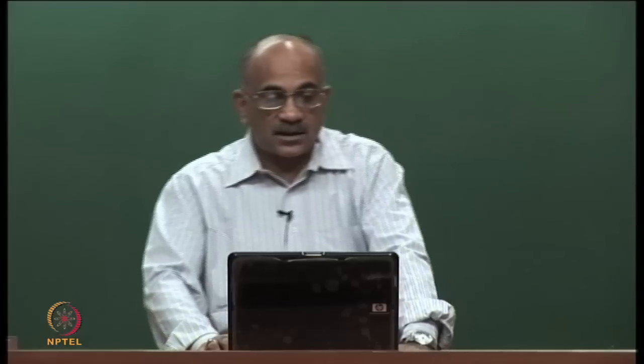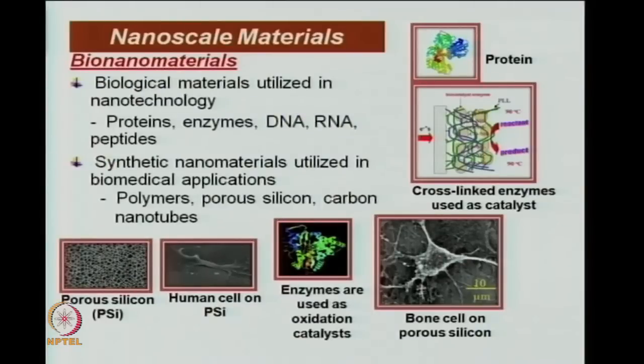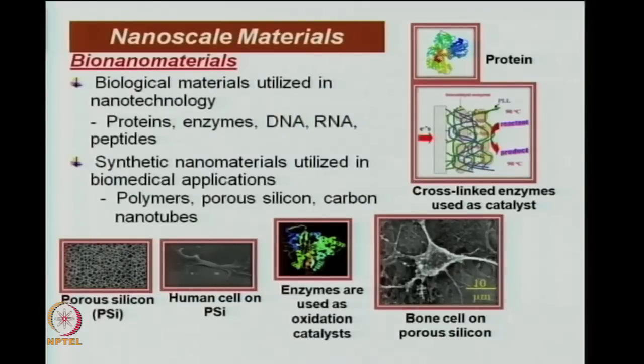Some of these nanostructures can be combined with other inorganic materials to form bioconjugates, and they can be combined with polymers or carbon nanotubes, and can be applied to several problems related to drug delivery or disease mitigation. There are here some nanostructures of porous silicon, which is biocompatible and hence can be used with biomolecules. Similarly, there is an example of a human cell which has been fixed onto porous silicon.